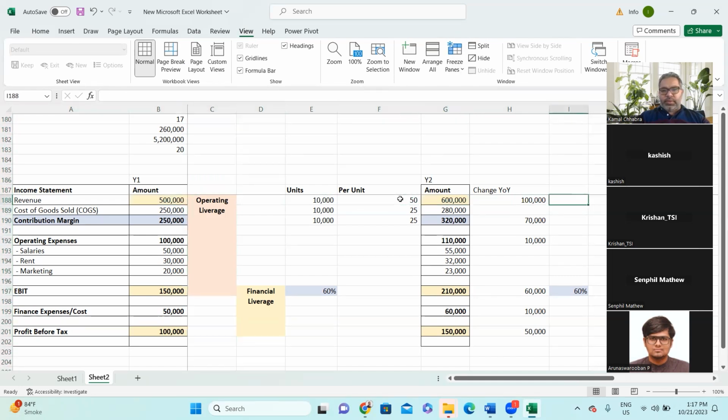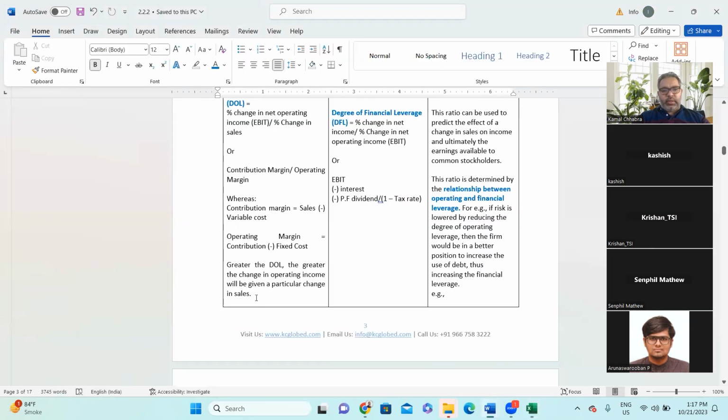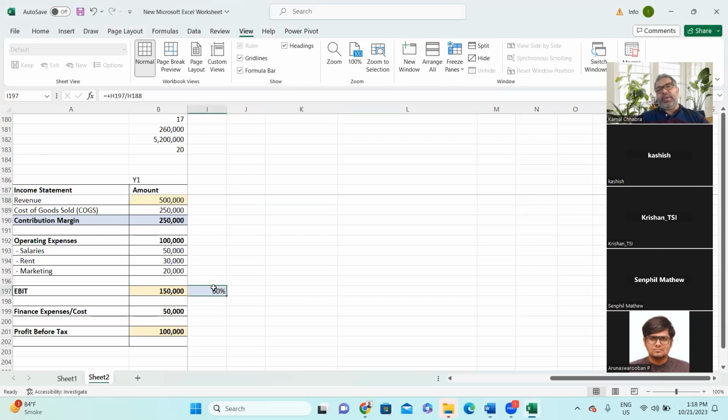Right, here you go. So what they are saying, let's look at the sentence again. Greater the degree of operating leverage, the greater the change in operating income will be given in a particular change in sales. That means if the operating leverage is increasing, that reflects a small change in sale may have a major impact on EBITDA. If everything remains the same, let's assume there is a change in sale from 500,000 to $600,000.